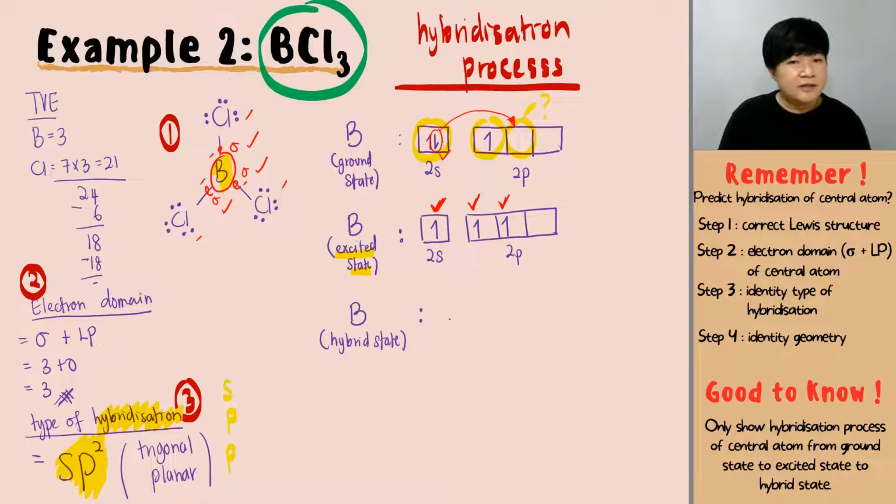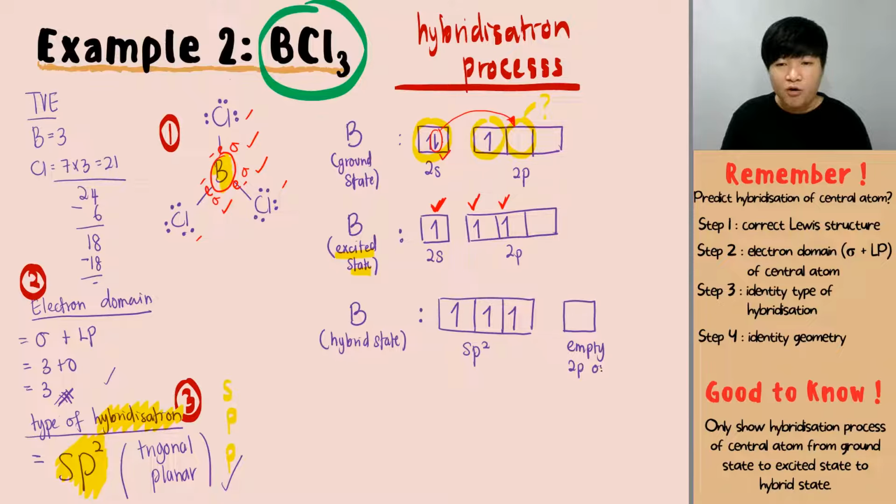So, moving to your boron hybrid state. In this hybrid state, it's as simple as mixing what you need to mix. We are going to take 1 box from the s and 2 boxes from the p, because from the electron domain, we have identified the type of hybridization is sp2. So, taking 1 from the s, taking 2 from the p. Makes sense? And then we have 1 more box over here which is empty and not involved in the hybridization process, which you will label as your empty 2p orbital. It's not involved in the hybridization process. And this is the hybridization process for your central atom.